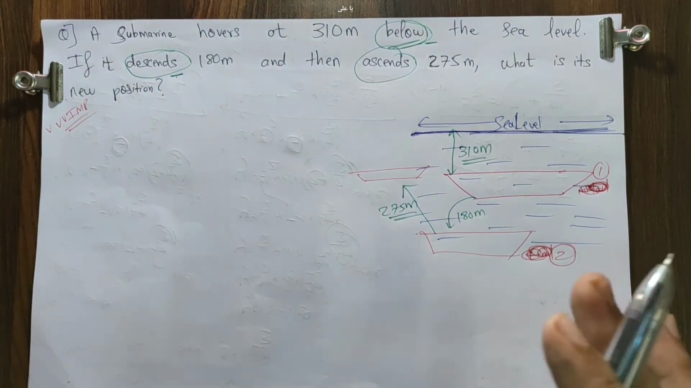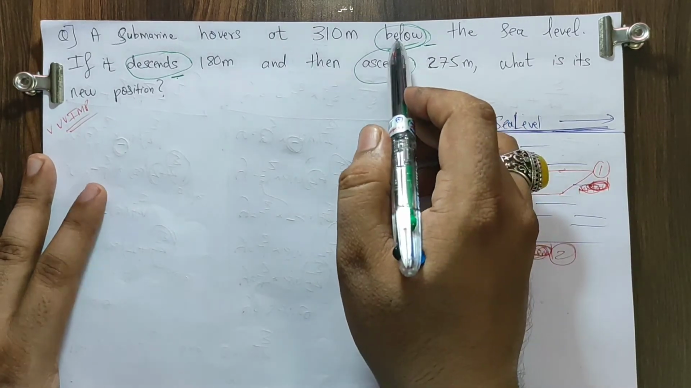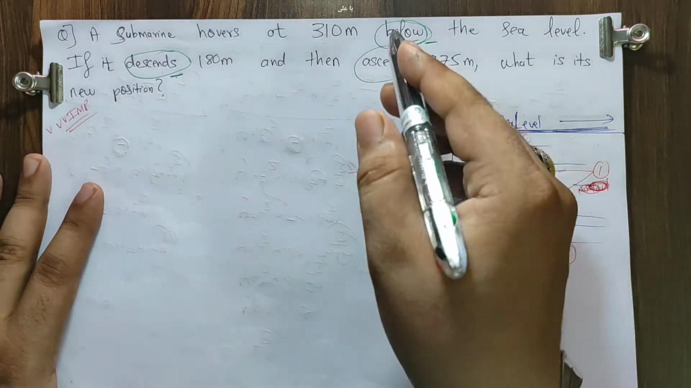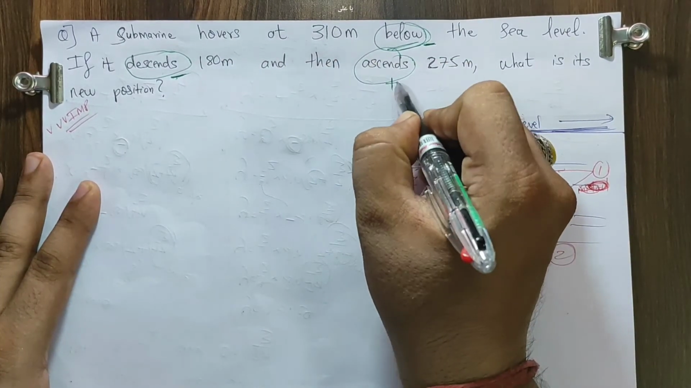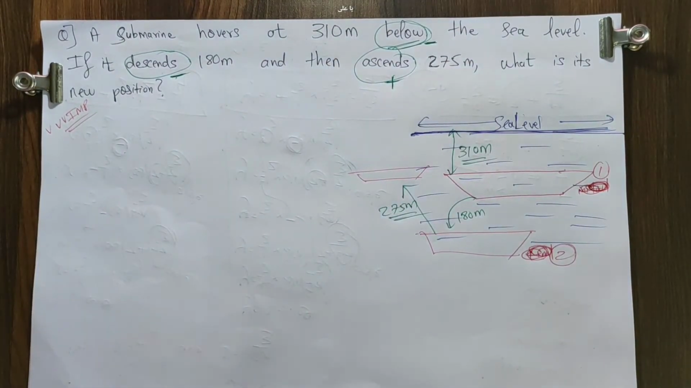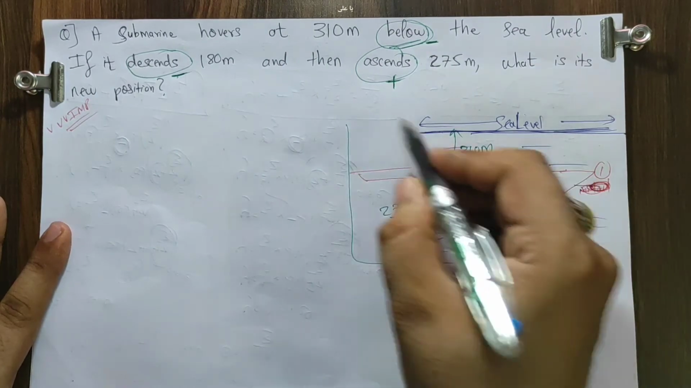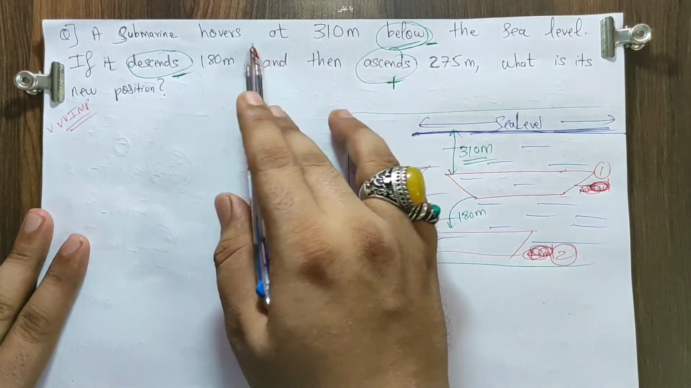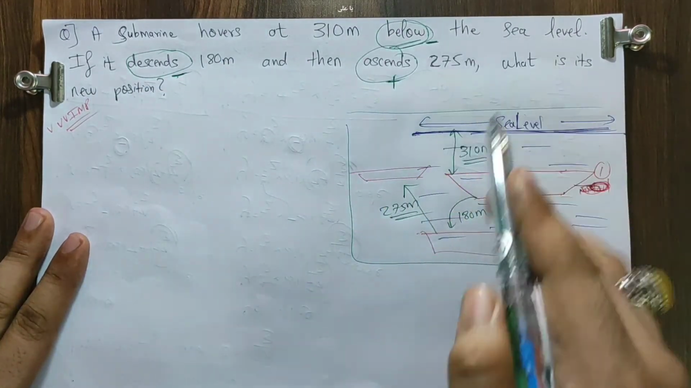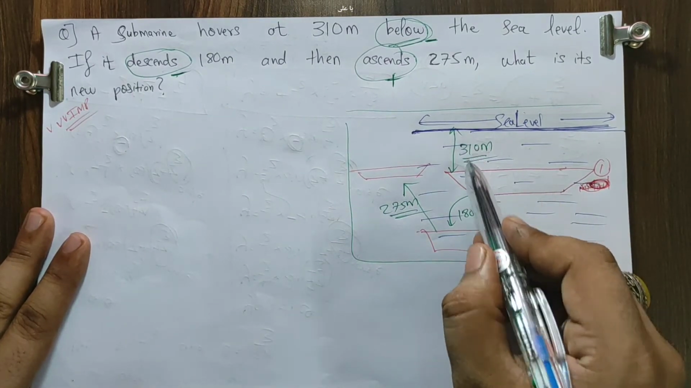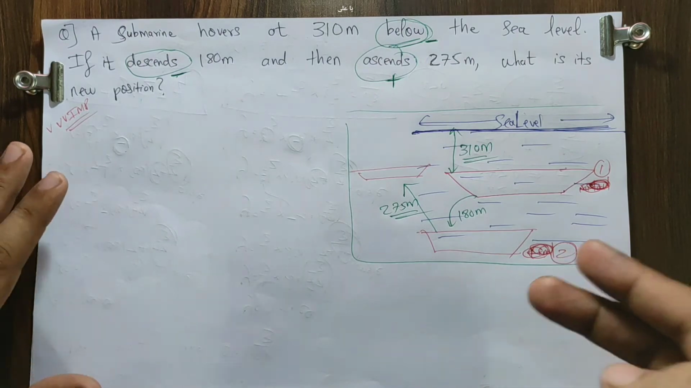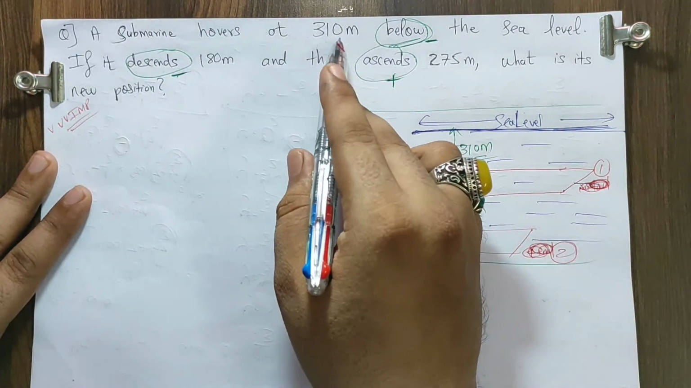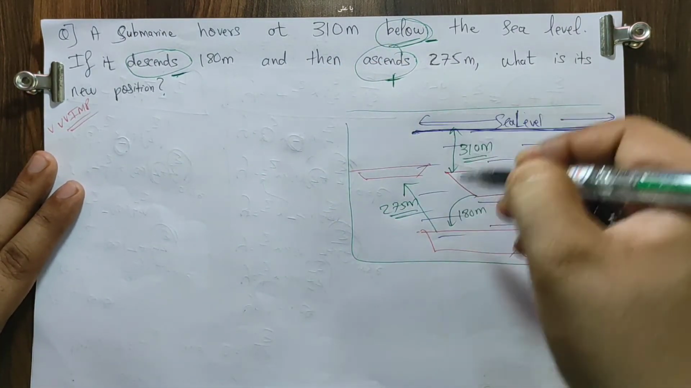Now all the game over here is with the words below, descends and ascends. Below means minus sign, match terminology. Descends means minus, ascends means plus. Okay, once again, last time I'm explaining this, please pay attention. A submarine runs or hovers at 310 meter below the sea level. So first position is given as 310 meter below sea level. So what is the current position of the submarine? We will say current position of submarine is minus 310 meters because it's below the sea level.